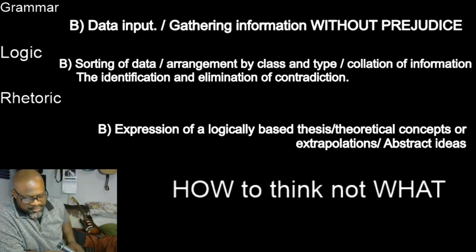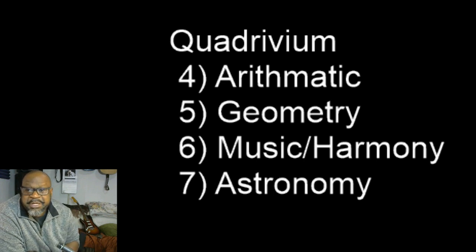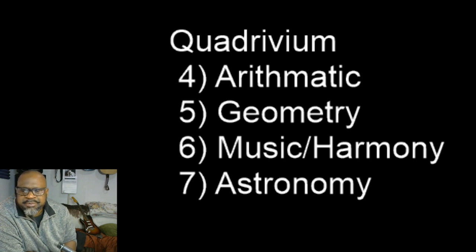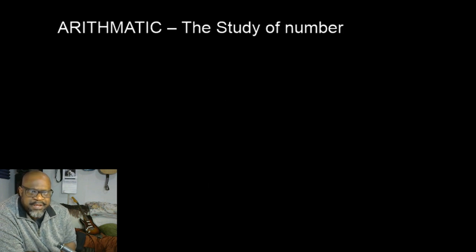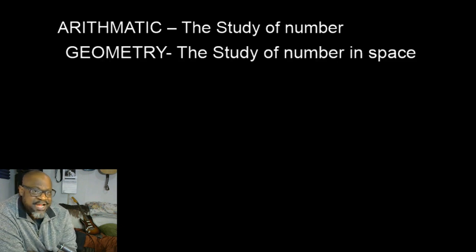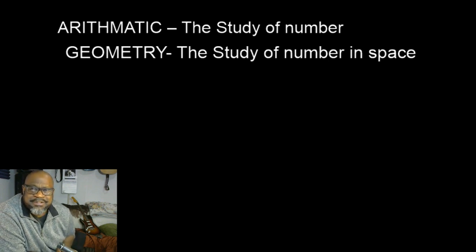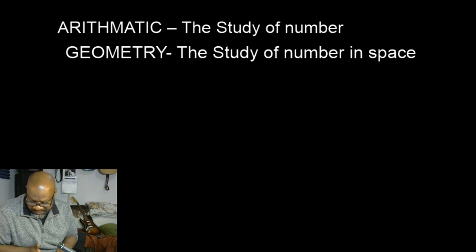Now, what is the quadrivium? Ultimately, the quadrivium is all about number. And as we approach the quadrivium, it is important to think very much about the natural world around us and about the patterns that we see every day in nature. Our first subject of the quadrivium is arithmetic. And what is arithmetic? Arithmetic is simply the study of number. The next subject would be geometry. And geometry is simply the study of number in space.